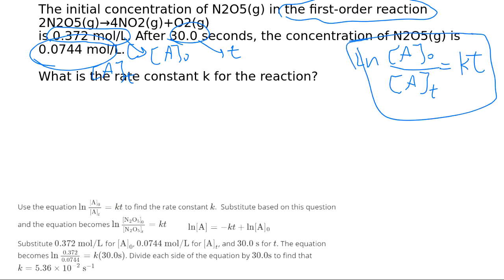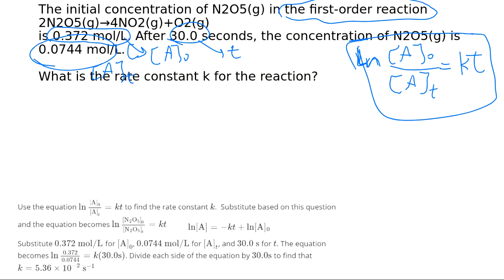So if you know the concentration-time relation for a first order reaction, you know the general rate law for first order reaction. If you have the half-life equation for first order reaction, you can answer any questions if you read the question carefully and you know which equations you must use. Okay?